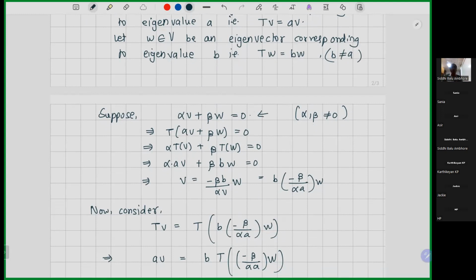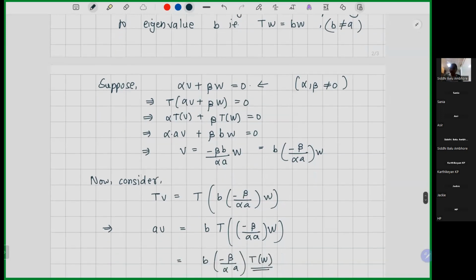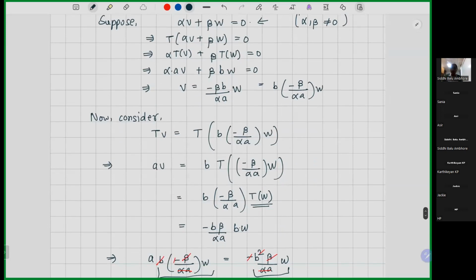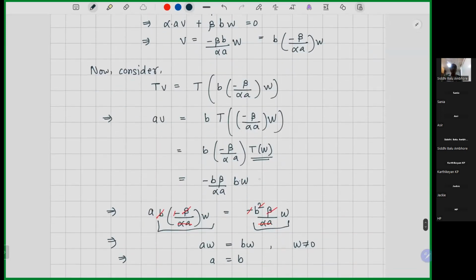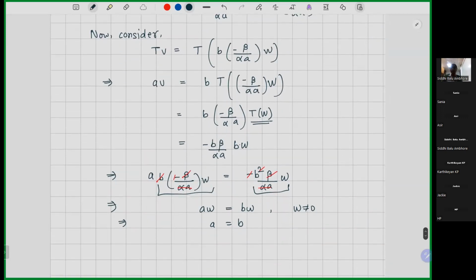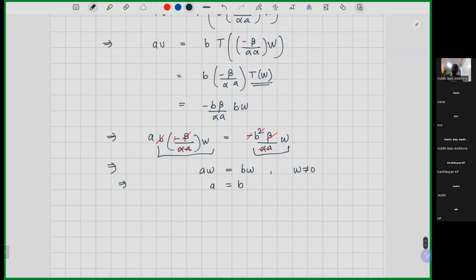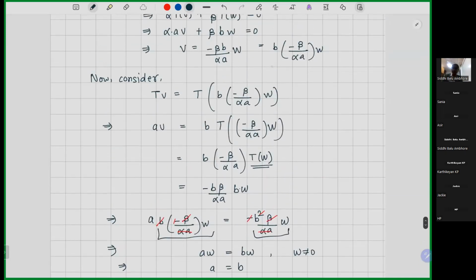And then I'm just following the steps as they are. I'm applying T to it, and I'm getting some linear combination here. v is equal to something, and since alpha and beta are non-zero, I can divide by alpha here. And now I'm considering this Tv. As per Tv, I will get this expression. And once I have this expression, I'm just substituting the value of v here, which I obtained here, and cancelling the non-zero terms.